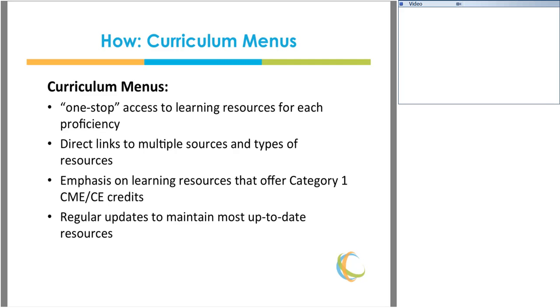So here we have some key elements of each of those menus. They are one-stop shops to access the learning resources for each proficiency. We provide direct links to multiple sources and types of resources. The emphasis is on learning resources that offer Category 1 CME or CE credits. And we also will be regularly updating and maintaining those resources to make sure that they're up to date.